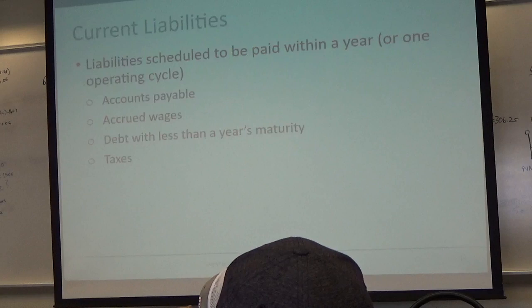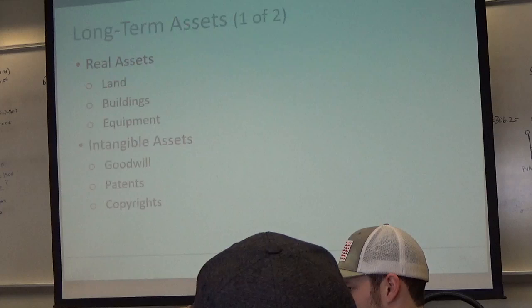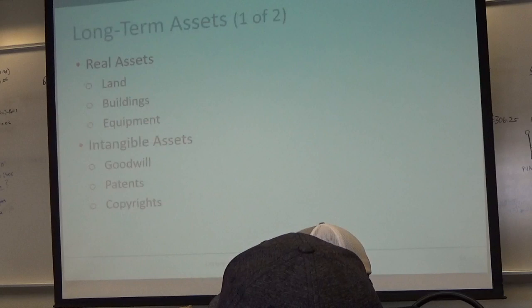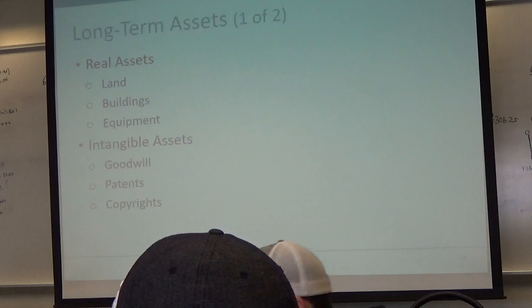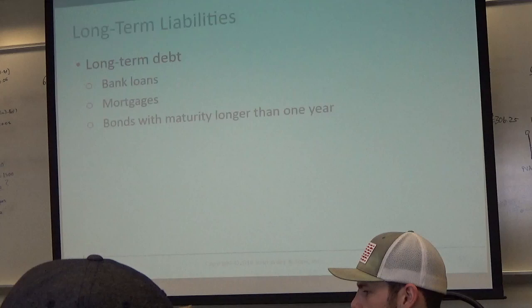And then for net working capital, this is for the long-term assets. So we have the real assets, which consist of land, buildings, and equipment, and then there are also intangible assets, such as goodwill, patents, and copyrights. For long-term liabilities, so long-term debt, we have bank loans, mortgages, and bonds with maturity longer than 1 year.